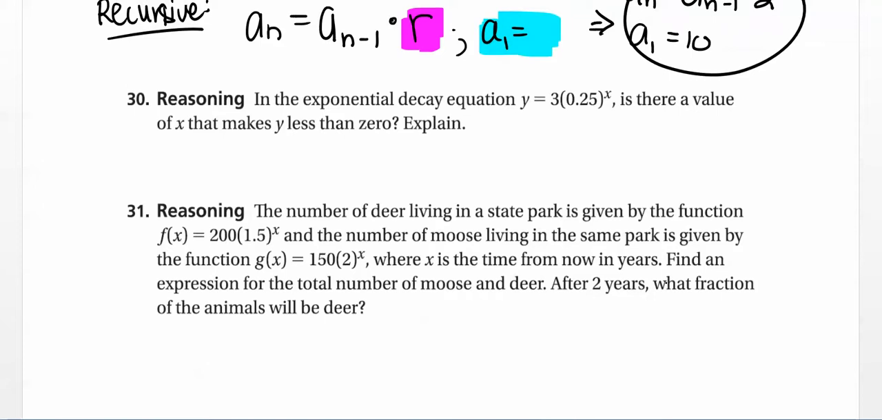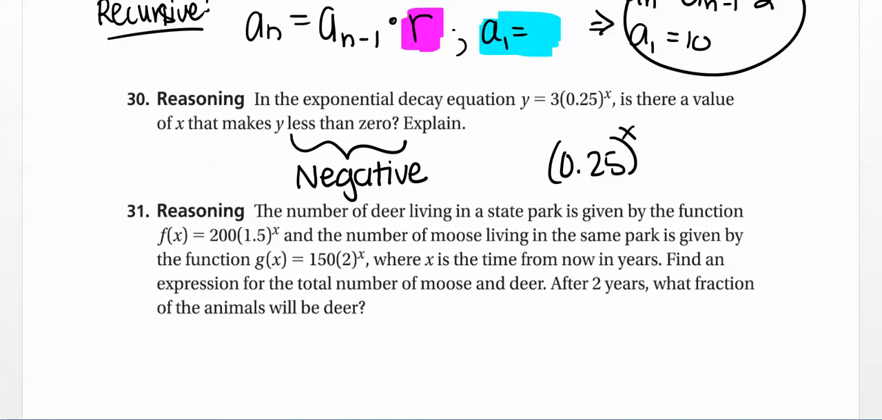Okay, number 30. In the exponential decay function, y is equal to 3 times 0.25 to the x. Is there a value of x that will make y less than 0? Explain. We talked about this in class. Less than 0 is math terminology for negative. It's another way of saying negative. And we're saying, is there any way I can make an exponent make this negative? And the answer is no.